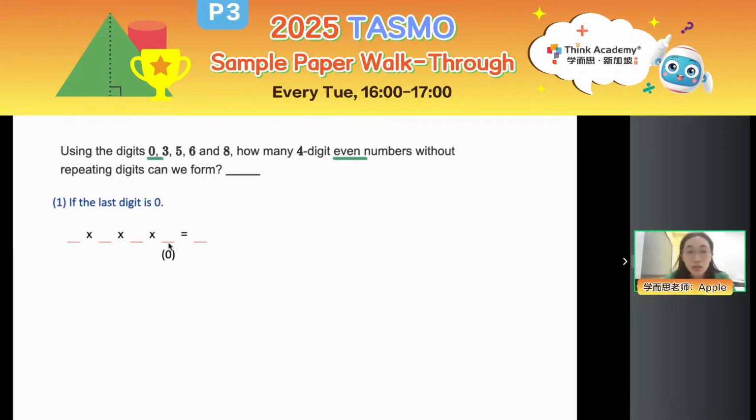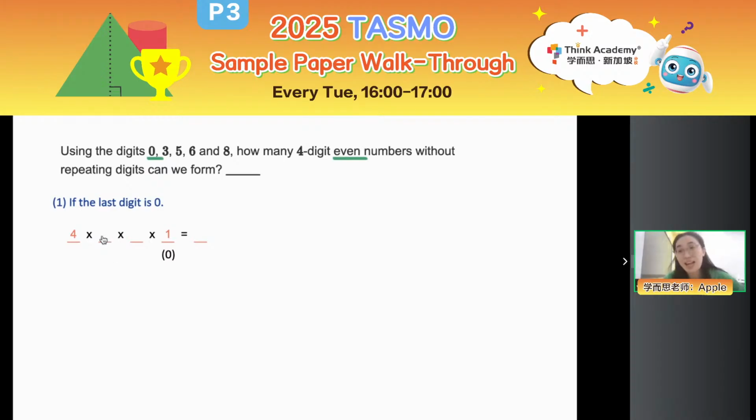Why? Because if I just make sure that the last digit is already 0, we only have one choice for the units digit. Then what about the highest place? Do I still need to consider 0 here? Actually, no. Why? Because here you don't need to consider whether you put a 3 or 5 or 6 or 8. Every digit works. So here we still have 4 choices.